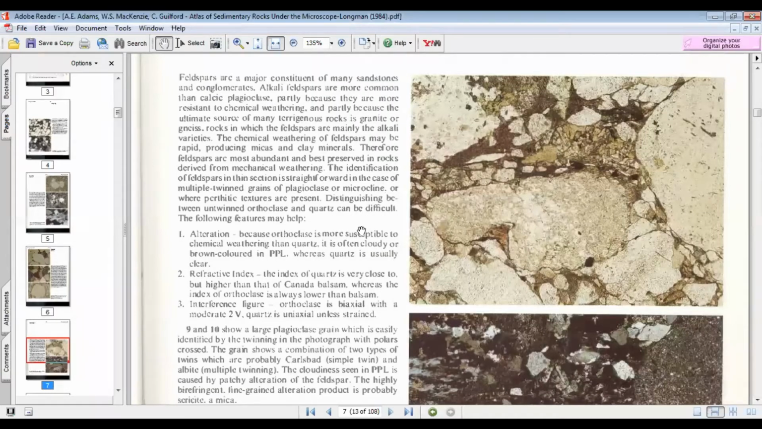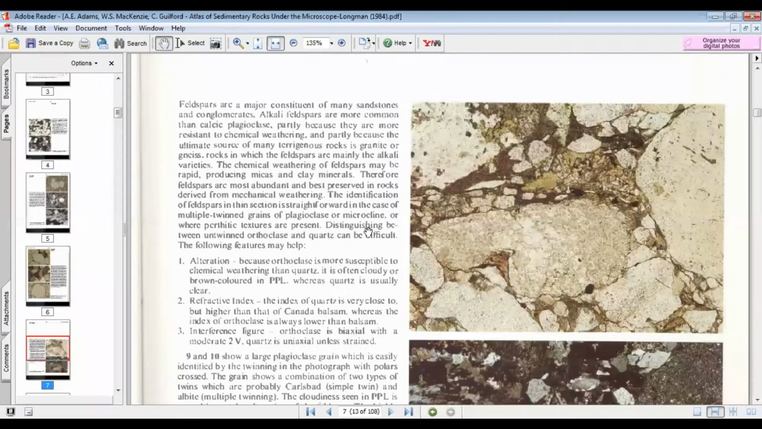And if in that particular area mechanical weathering is more prevalent than chemical weathering, then chances are that the grains that you will have will be feldspar rather than quartz. But if the area in which your rocks are formed has more chemical weathering, then the chances are that quartz will be more dominant and feldspar will be less dominant.